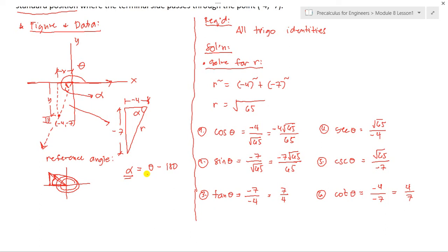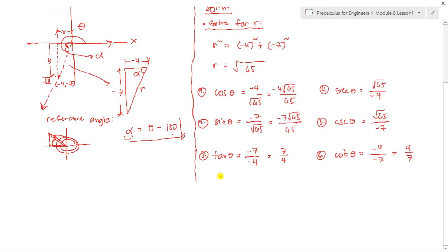So the result is 119.74. Sir, based on our generated equation for the reference angle, the theta is expected to be greater than 180. Actually, that's what we read from the calculator, right?